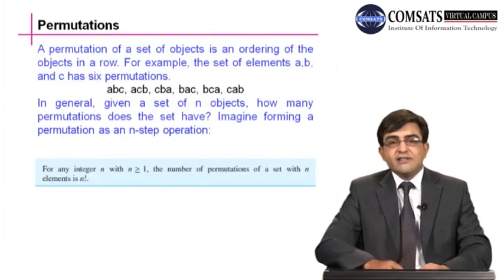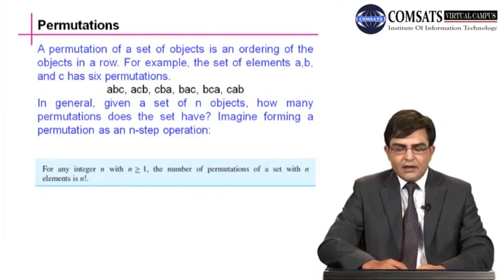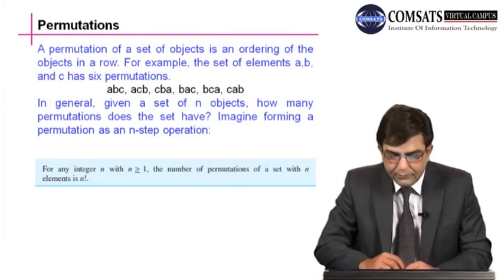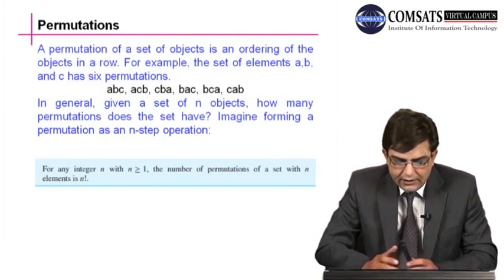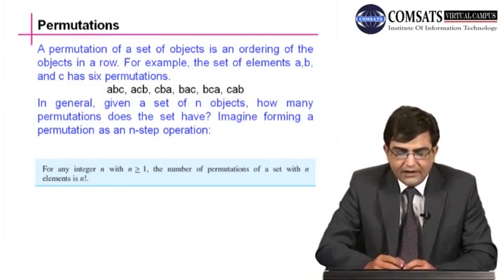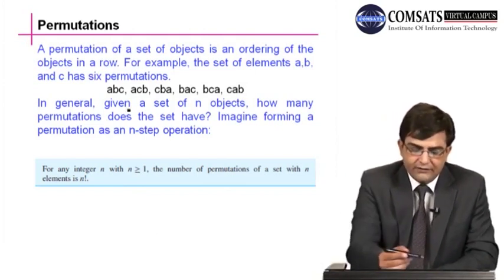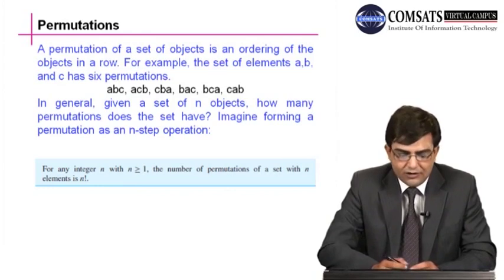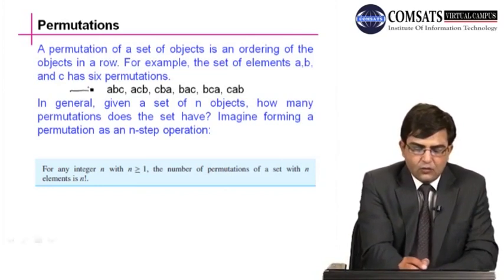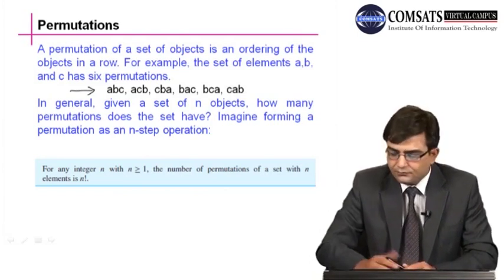So we were discussing permutations in the previous lecture. What is a permutation? The number of permutations of a set with n elements is n factorial, and this is how we can arrange the elements of a set. For example, we discussed a set which contains 3 elements a, b, c. It has 6 permutations because 3 factorial is 6, and this is the way we can arrange the elements of the set a, b, c.